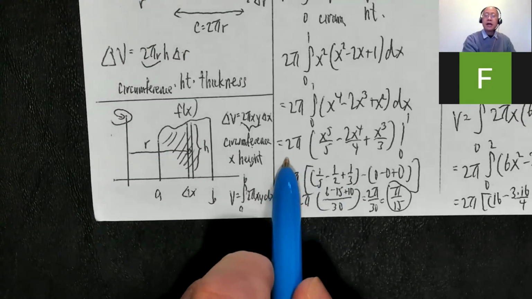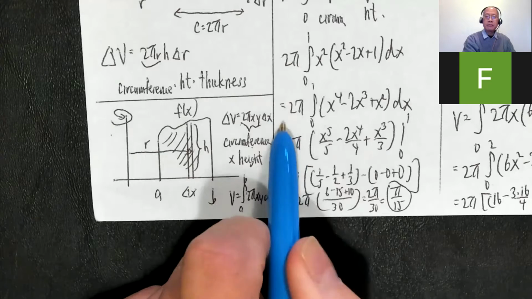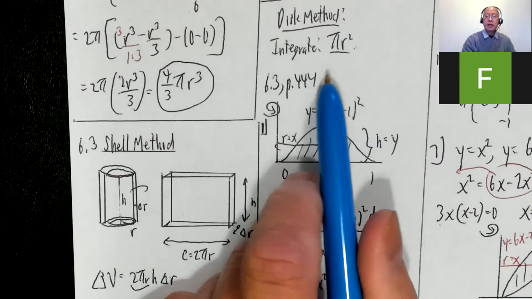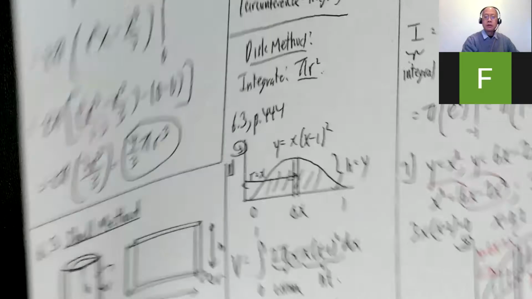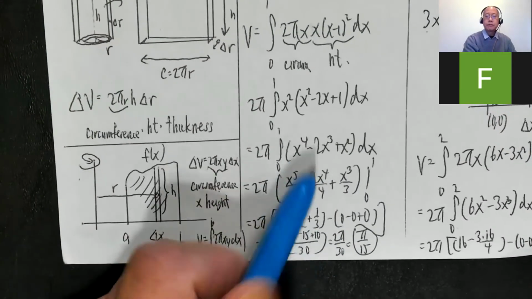So 2 pi is outside. That's usually going to happen. The 2 pi comes out. When we were doing the disk method, the pi always comes out pretty much, right? So here 2 pi comes out.